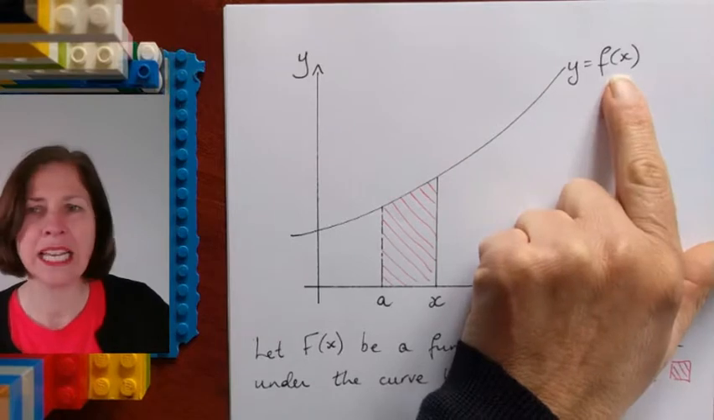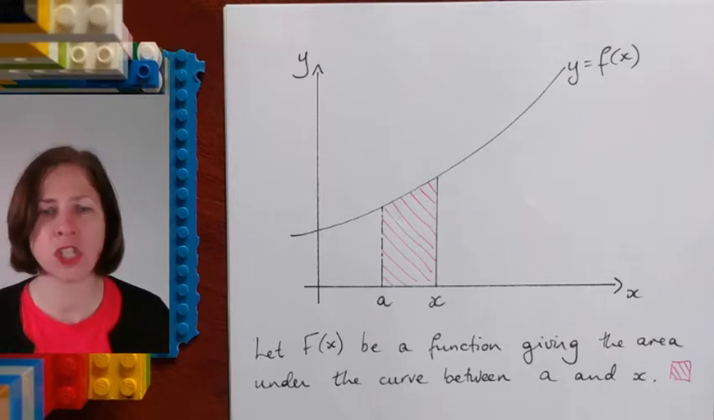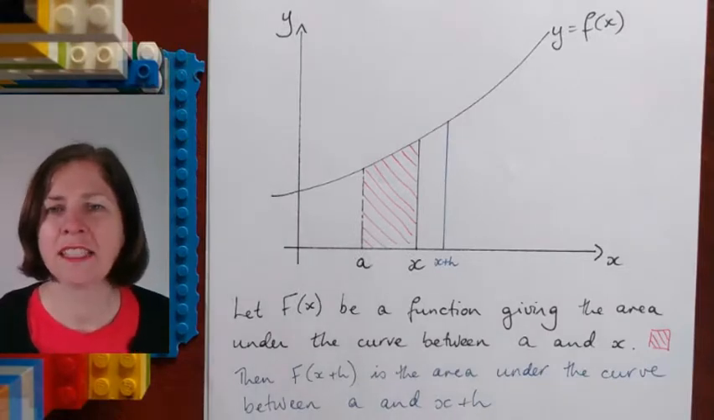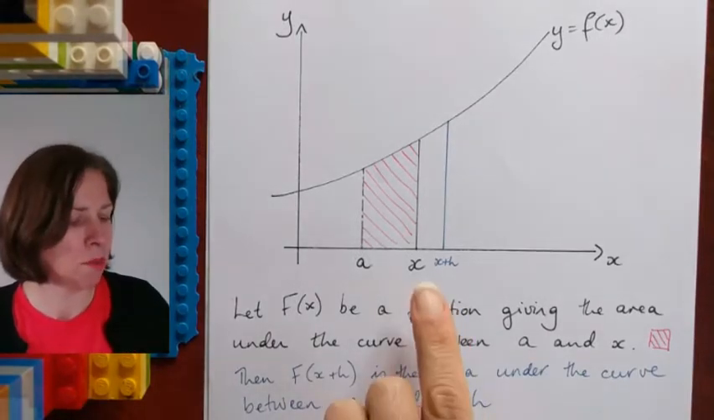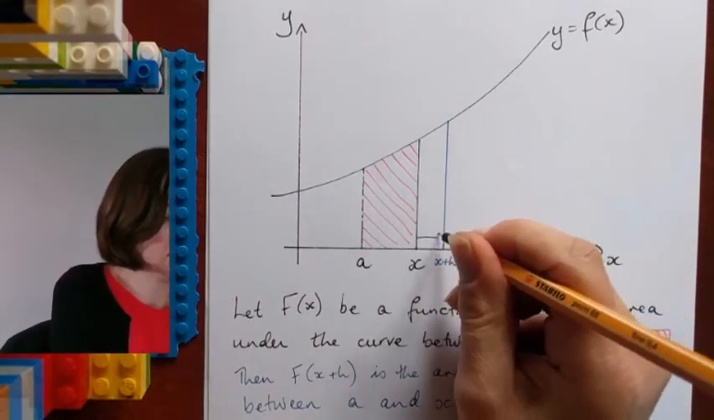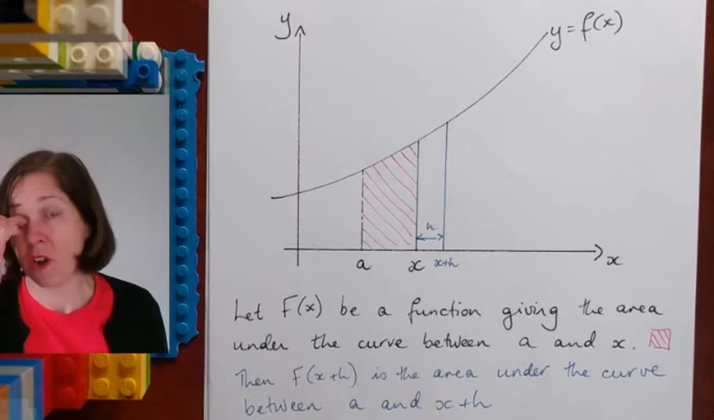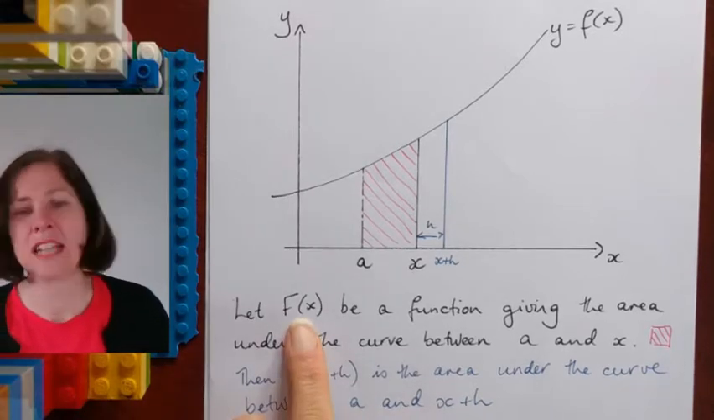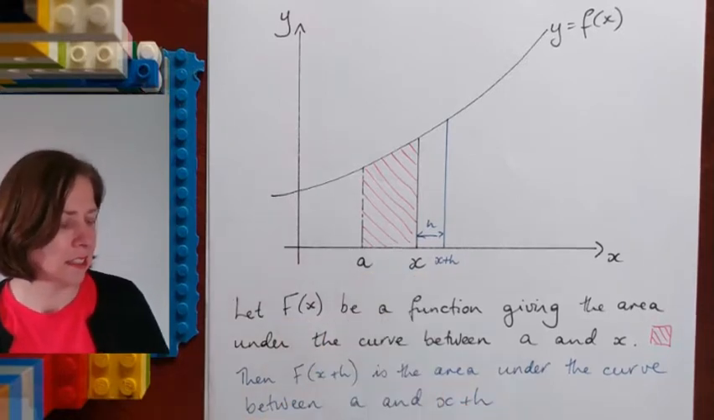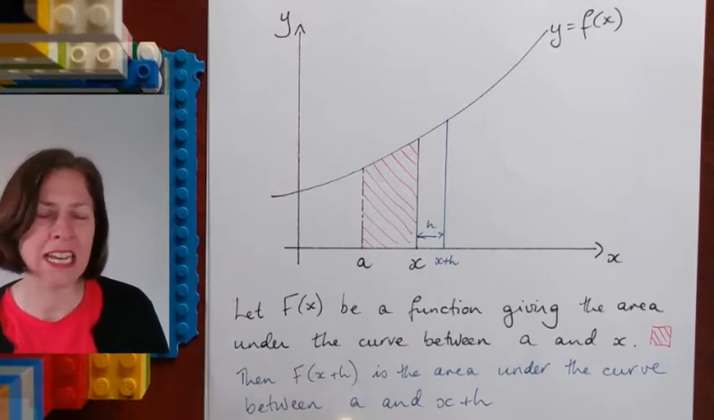I don't yet know how it links to small f of x. All I know is I'm going to define this function, and somehow I'm going to figure out what that function is. All right, but the function gives the area. So I've added something new to my diagram. I've now put a point to the right of x, which is x plus h, and of course it's at a distance of h from x. And what I'm saying then is that what I know now, if capital F of x is defined as the function giving an area between a and x, then capital F of x plus h must therefore be the area under the curve between a and x plus h.